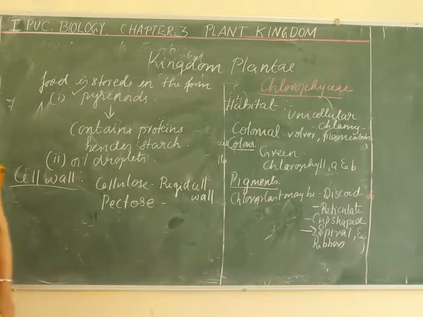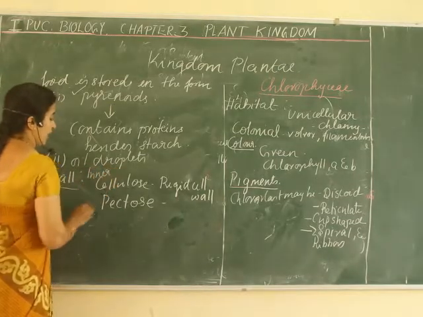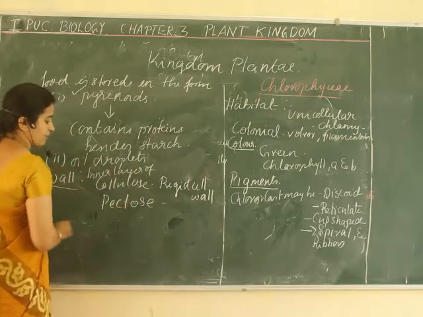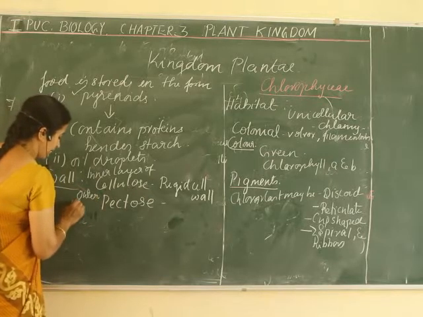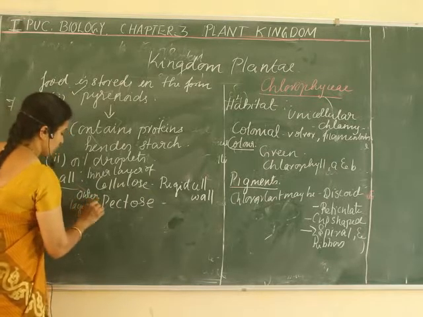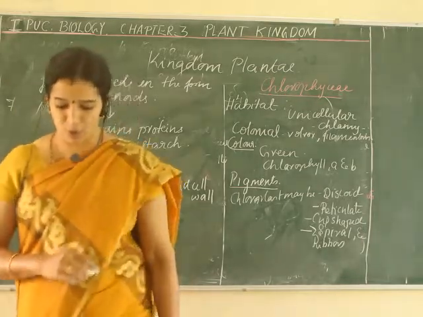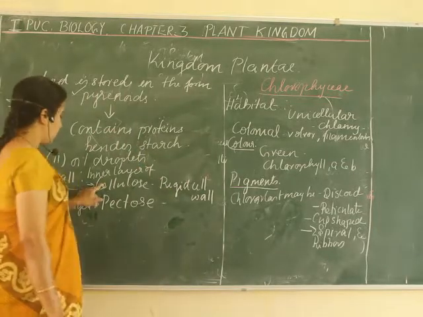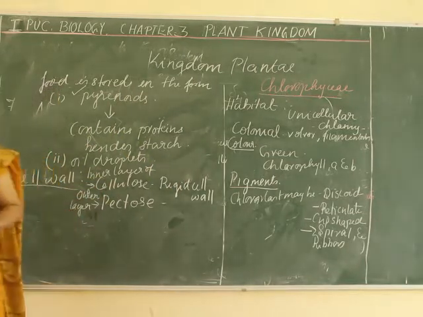So it has an inner layer of cellulose, which makes the cell wall rigid, and an outer layer of pectose. So these are the two components present in the green algae. Name the components present in the cell wall of green algae: inner cellulose, and the outer layer is made up of pectose.